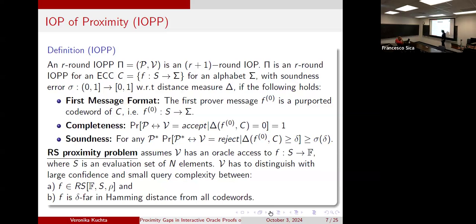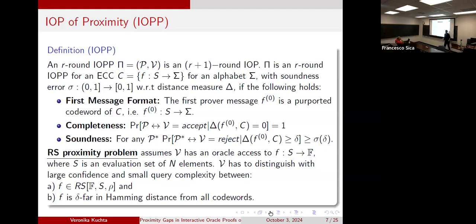So if the distance of the first message from the linear code is 0, basically if the first message is a linear code, a Reed-Solomon code, then the probability that the verifier accepts such a proof should be equal to 1. So that means if the first message made by the prover in the protocol was indeed a Reed-Solomon code, then the probability that the verifier accepts such a proof should be 1.